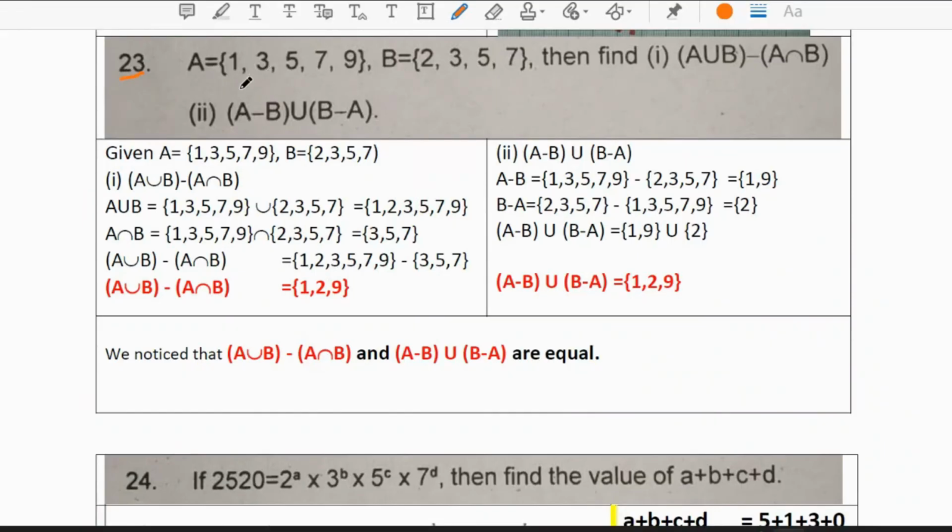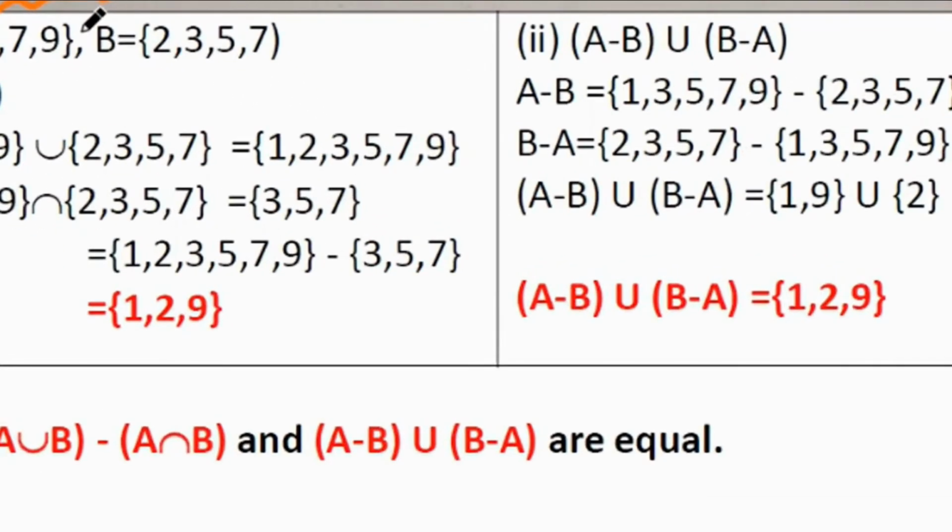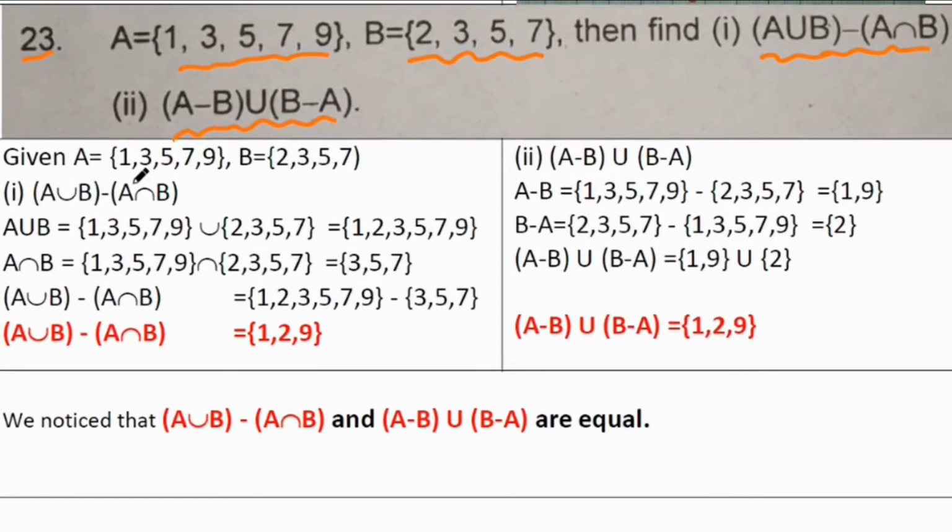23rd question, if A is equal to {1, 3, 5, 7, 9}, B is equal to {2, 3, 5, 7}, find A union B minus A intersection B, and A minus B union B minus A. So one question from sets is definite for board exam, students. A is given as {1, 3, 5, 7, 9}, B as {2, 3, 5, 7}.